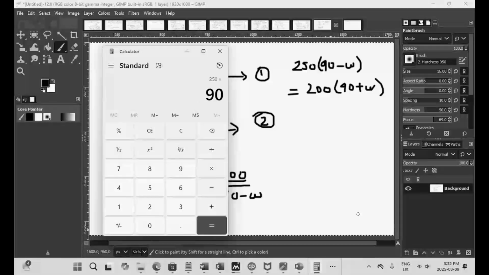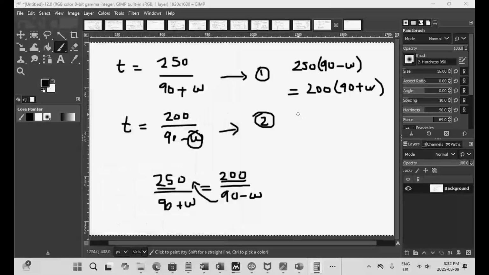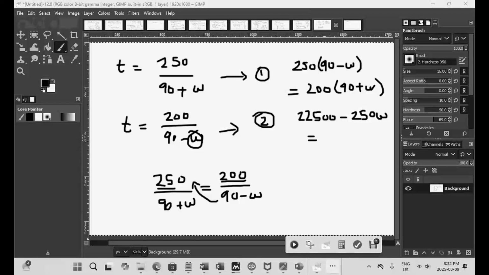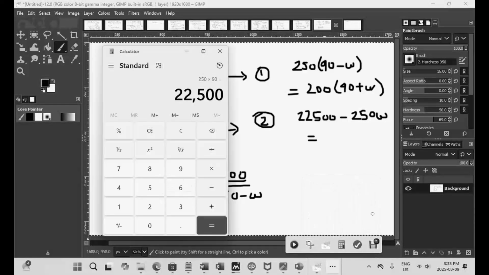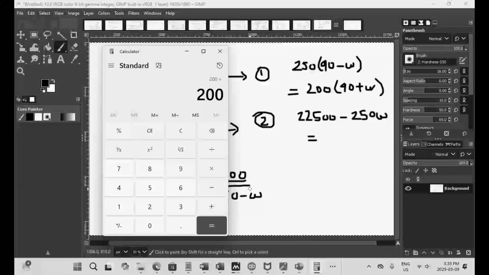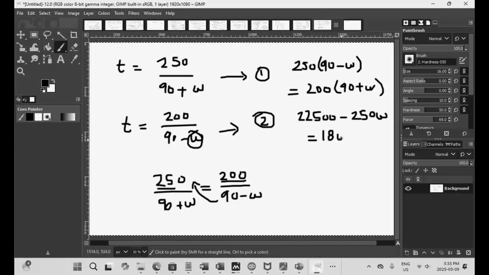So 250 into 90, this will be 22,500 minus 250W equals 200 into 90. How much is 200 into 90? This will be 18,000. Okay, so 18,000 plus 200W.